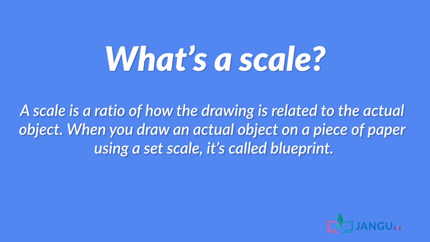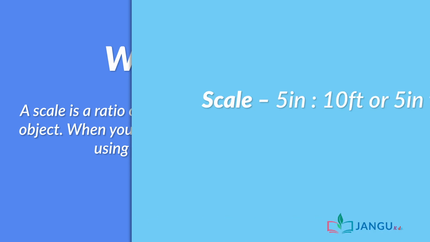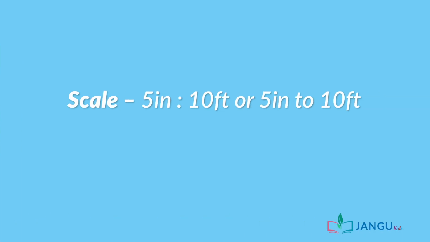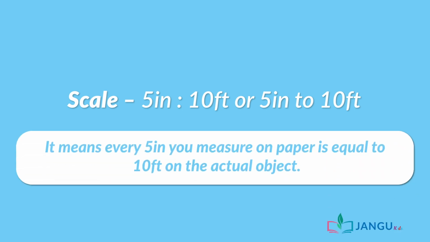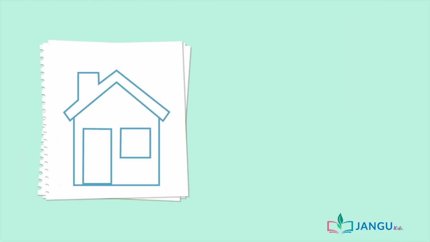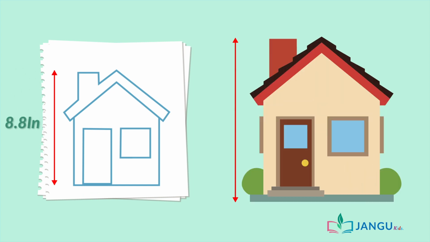So, let's determine our scale. Scale 5 inches ratio 10 feet, or 5 inches to 10 feet. What does this mean? It means every 5 inches you measure on paper is equal to 10 feet on the actual object. For instance, if the house on the paper has the length of 8.8 inches, what is the actual height of the house? Let's determine our scale.